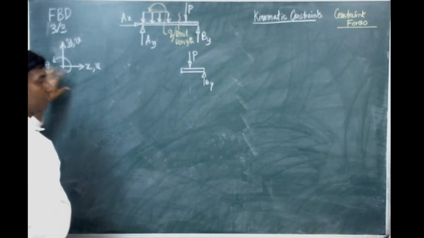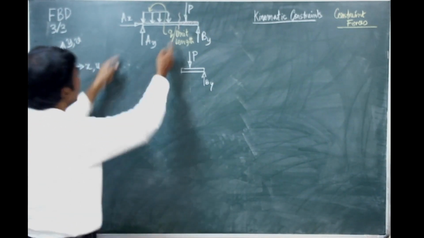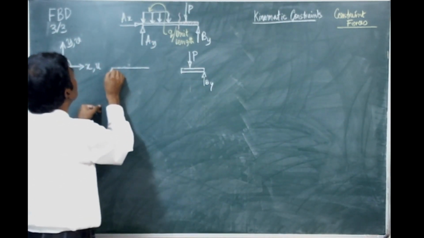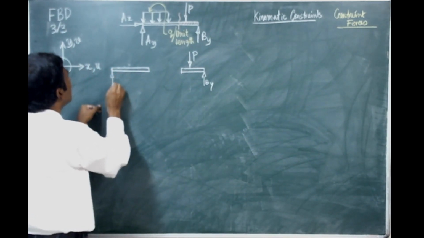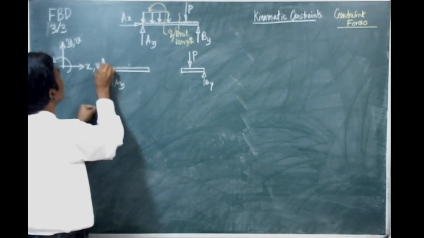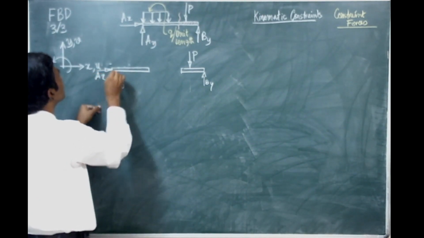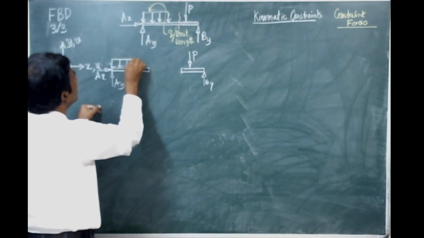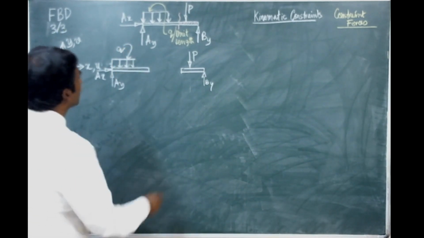Okay, u, v, and theta. Theta is the rotation about the z axis. So, if you talk about the left part, we see that we have a y, we have an x, and then we have the loading q per unit length. Okay?